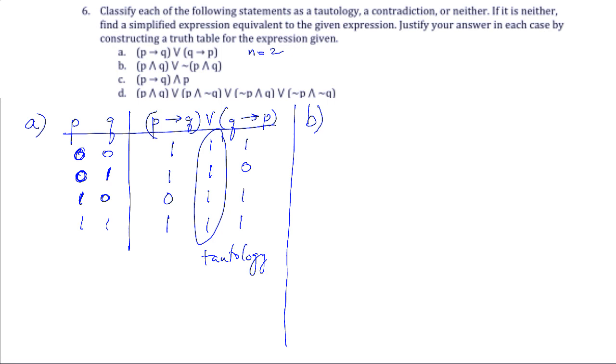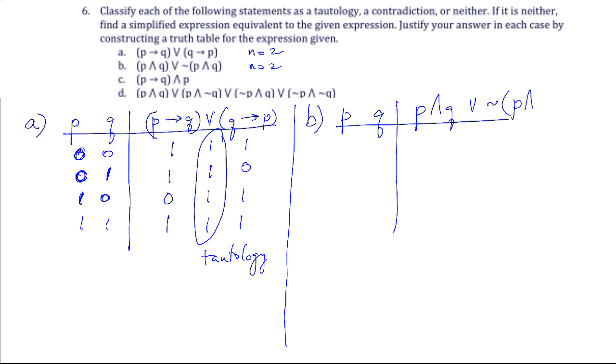Next one is P and Q or not P and Q. Okay, and there's a parenthesis here. This is also an n equals 2 case, so I'm going to go ahead and jump directly to the truth table here.